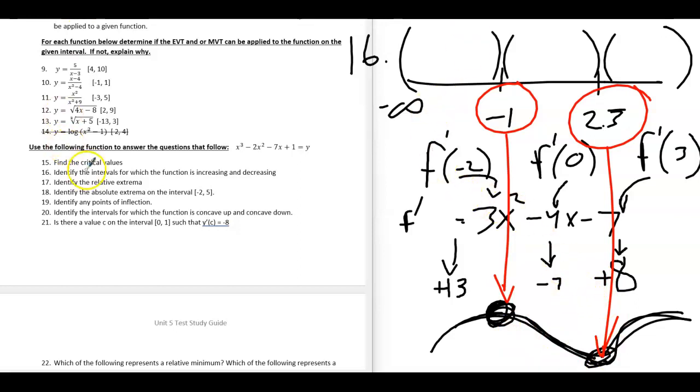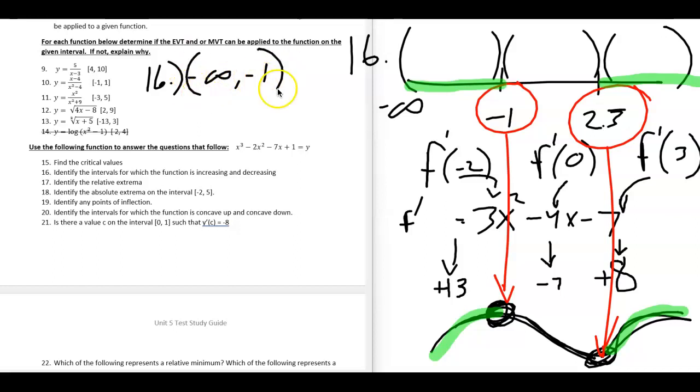But for now, we're on number 16. They just want to know on which intervals the function is increasing and decreasing. So for number 16, I would say that we are increasing here, and we're also increasing here, which is this interval and this interval. And those two intervals then are -∞ to -1, as well as 2.3, or you could put 7/3 there if you wanted to, 2.3 to +∞.